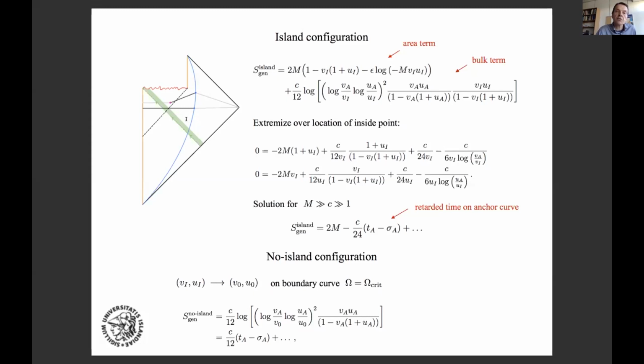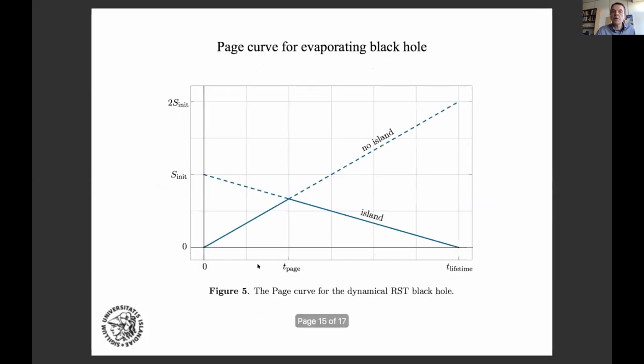It turns out that has to be sent of order a scrambling time, which is log m in this model, before the anchor point, the time of the anchor point that you're considering. And this is entirely analogous to a result that was obtained in the AdS story earlier. Now, if you compare these two, you'll see that this one is a growing function, the other one is linearly going down. So as promised, we're going to get these two curves.